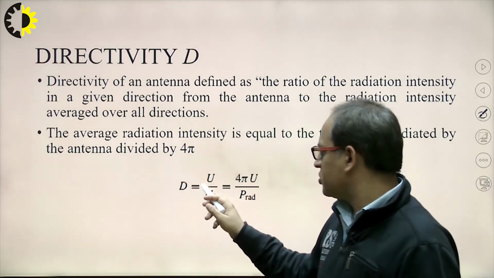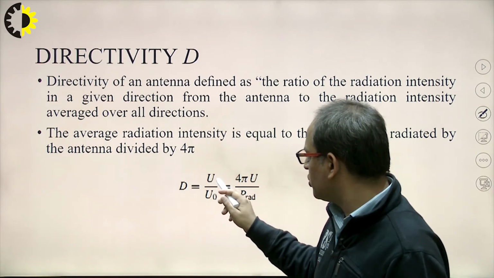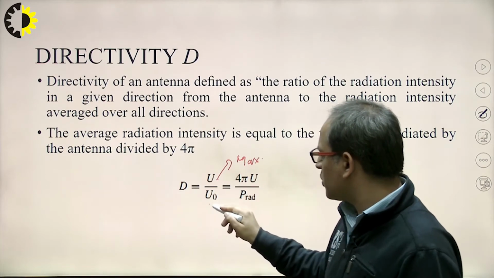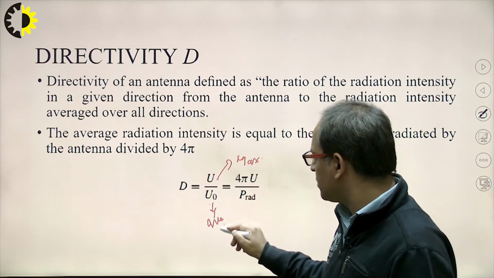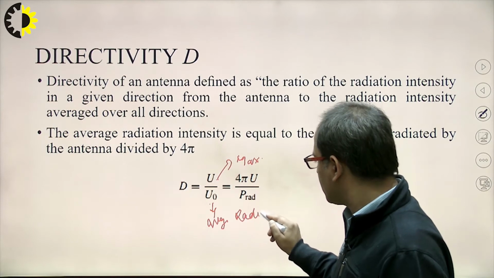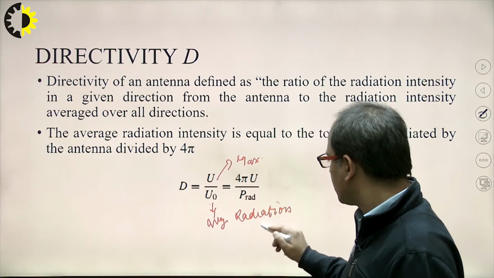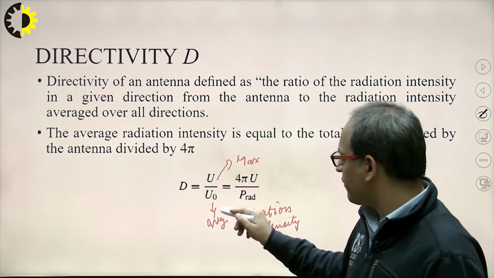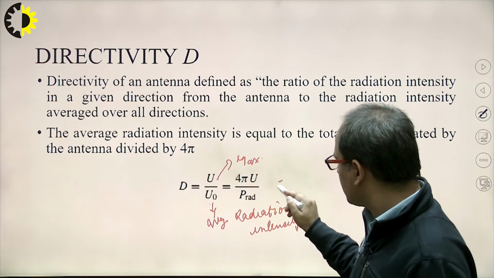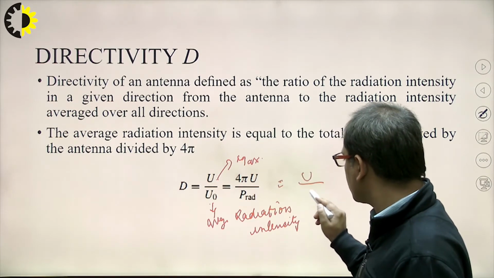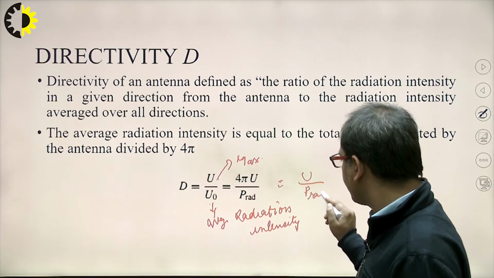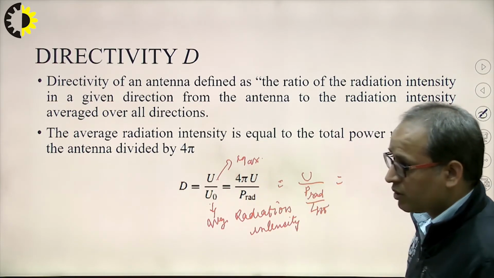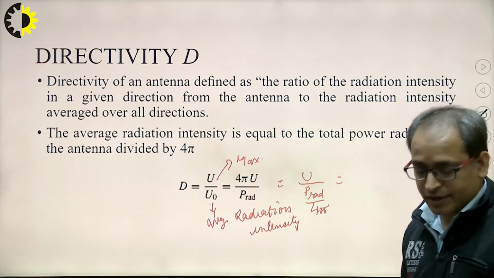So D equals U by U naught. U is the maximum radiation intensity, and U naught is the average radiation intensity. And U divided by U naught is what? P radiated divided by 4 pi. That comes out to be 4 pi times U divided by the power radiated.